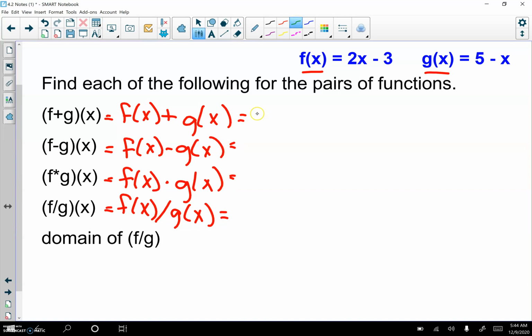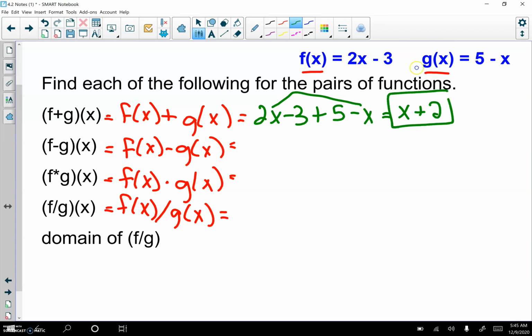I would just take my f of x, this one's pretty simple. I'm going to add to it my g of x, and then I'm going to simplify it. So I'm going to put these two together. 2x minus 1x is x, and then negative 3 plus 5 is 2. This one here is going to be 2x minus 3.